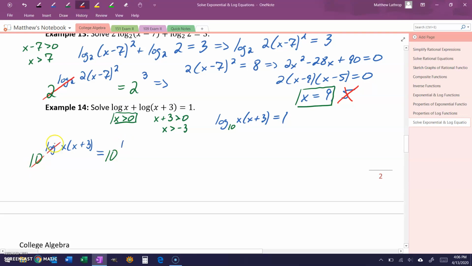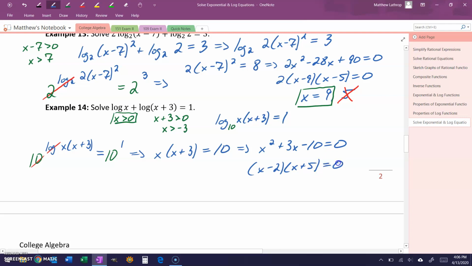On the left-hand side, log base 10 and our exponential base 10 will cancel, leaving us with x times x plus 3 is equal to 10 to the first power, or just 10. Expanding out on the left-hand side and subtracting over 10 will give us x squared plus 3x minus 10 is equal to 0, or x minus 2 times x plus 5 is equal to 0. This gives us two solutions, x equals 2 and negative 5, but negative 5 isn't greater than 0, so we'll throw that value out, leaving us again with only a single solution, x equals 2.